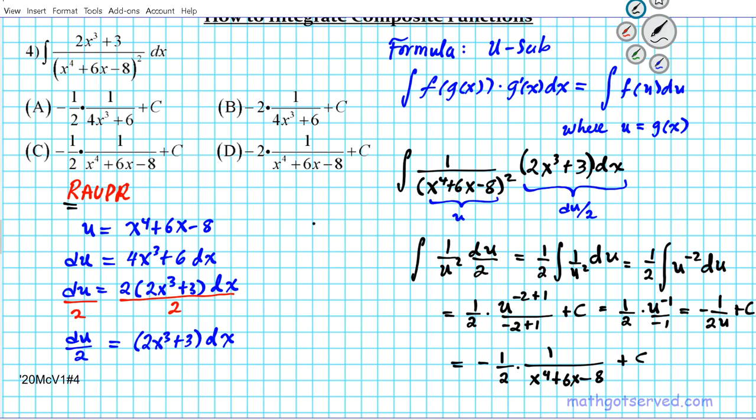Okay, if you wrote it like this, 1 over 2 times x to the 4th plus 6x minus 8 plus c, that's correct. But in this particular option, they just separated the coefficient as a multiple of the rational expression. Alrighty, so we can clearly see that our answer is option letter C.